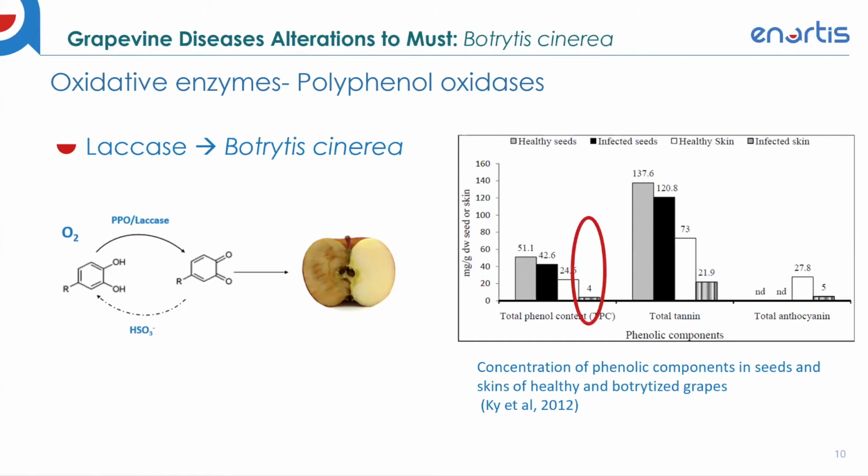And you can see in terms of total phenols, the infected skin of botrytis affected fruit has drastically decreased in the phenolic content, drastically decreased in the tannin, and drastically decreased in the anthocyanin. So we have less tannin, less phenolics, less color. And that's problematic for all the reasons I mentioned.